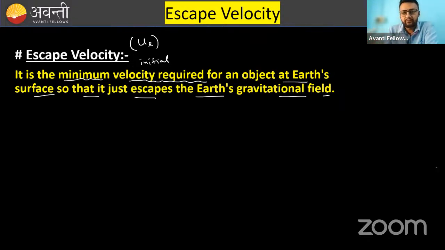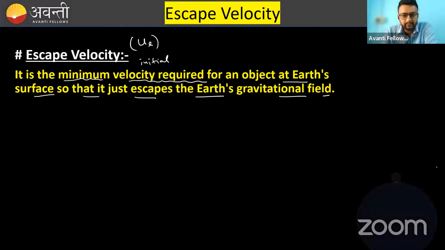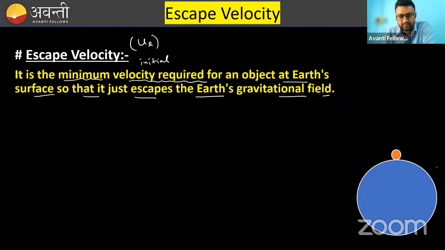Now, we can derive a relation for the escape velocity. Consider this system here. Consider this is the Earth, which has a mass Mₑ and has a radius Rₑ. This is our Earth. And a small mass, small m, is at the surface of the Earth. This is the whole situation.